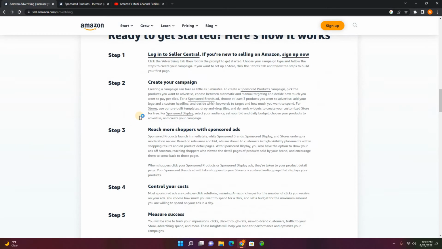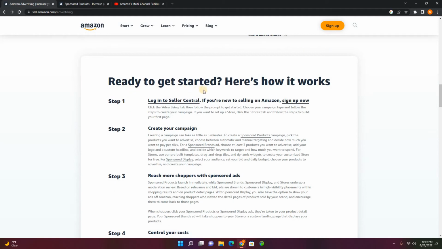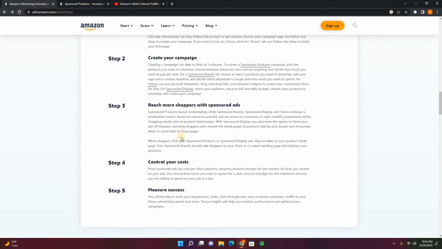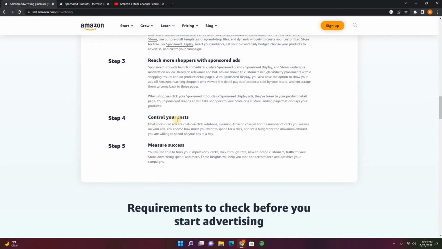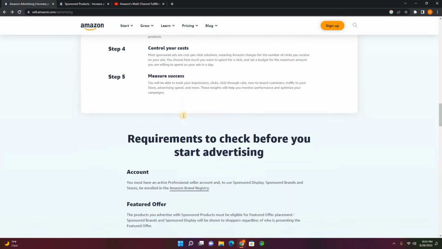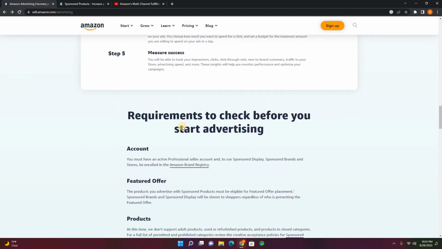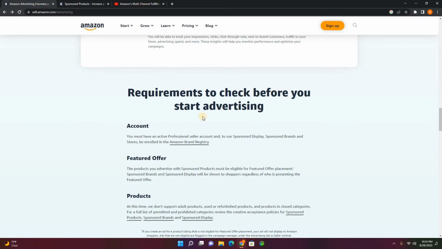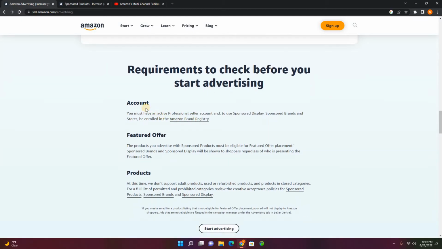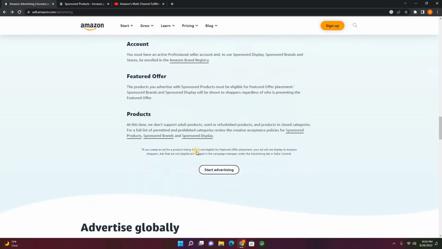Okay, so let me show you the steps. Ready to get started? You have to follow this option: log in to Seller Central, your seller account, and log in to your account. Step 2 is increase, step 3 is search, step 4 is control, and step 5. Okay, requirements to check before you start. You have to check before you start your account.